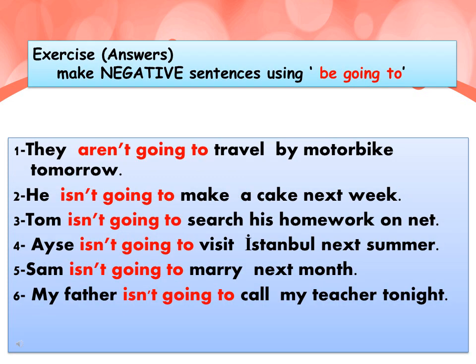Okay, so here are the answers to the exercise. So 1, they aren't going to travel by motorbike tomorrow. 2, he isn't going to make a cake next week. 3, Tom isn't going to search his homework on net. 4, I'm not going to visit Istanbul next summer. 5, Sam isn't going to marry next month. 6, my father is not going to call my teacher tonight.